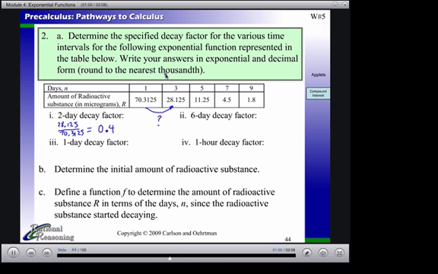3. So that would mean 0.4 for each 2 days. 1 times 0.4, another times 0.4, and then another times 0.4 would get us 6 days. So it'd be 0.4 to the third. If every 2 days we multiply by 0.4, then in 6 days we're going to multiply by 0.4 3 times. Next, the 1-day decay factor.